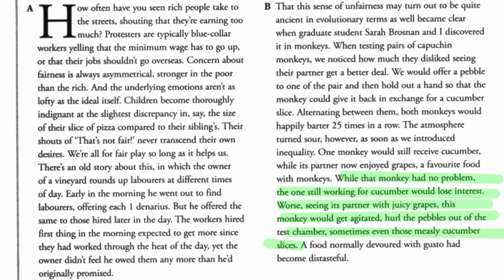So it says, while that monkey, the one with the grapes, had no problem, the one still working for cucumber would lose interest. Worse, and here comes the irrational behavior, worse, seeing its partner with juicy grapes, this monkey would get agitated, hurl pebbles, so it would throw stones out of the test chamber, and sometimes even those measly cucumber slices, it would even throw its food away because it would be so indignant. And it's completely irrational behavior that has stemmed from the sense of indignation in the capuchin.